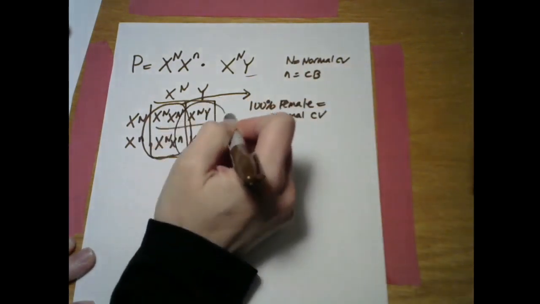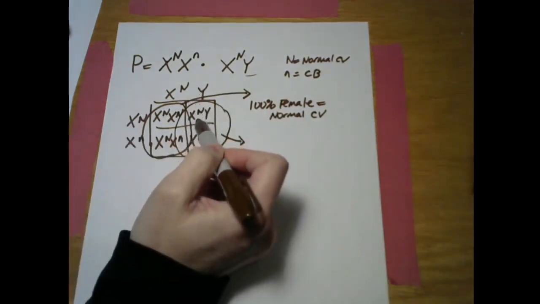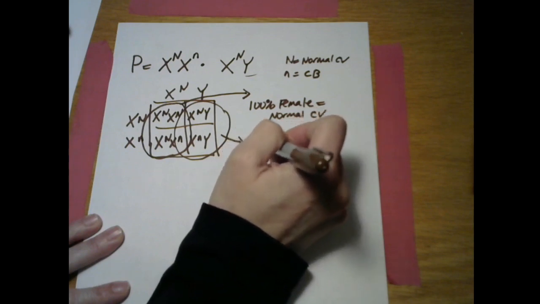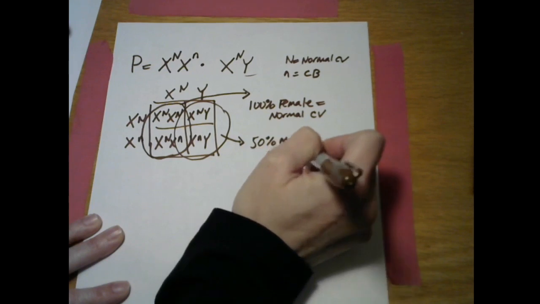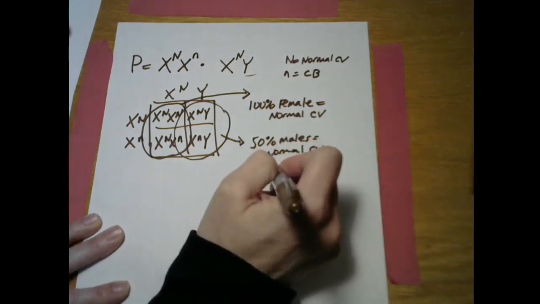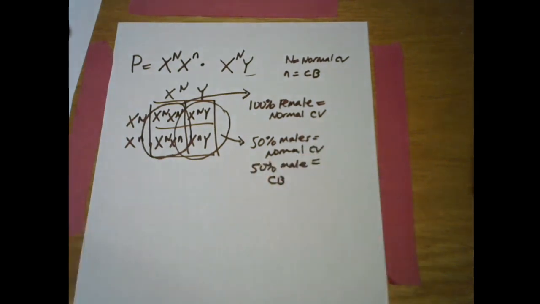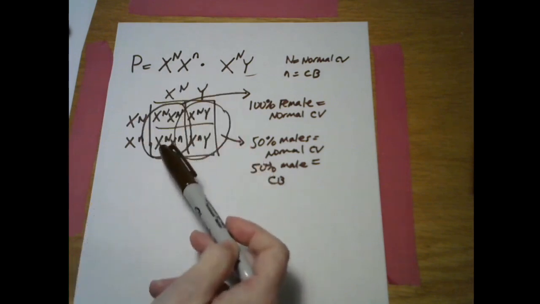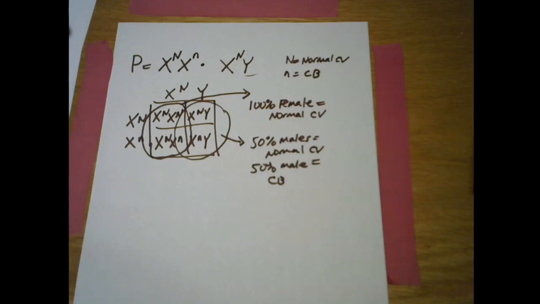However, over here, XYs, here's our genetic males. If we look at them, 50% of the males will have normal color vision, and 50% will be colorblind. So 50% of the male offspring would be colorblind. Interestingly enough, the female children of this couple cannot have colorblindness. However, the males are almost like flipping a coin.